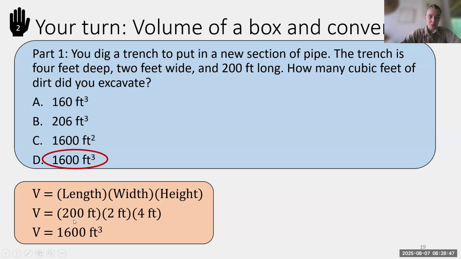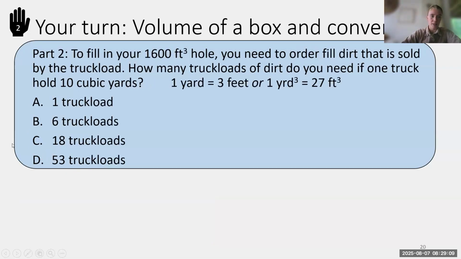And then this was a little bit tricky, right? Because we also had a decoy answer of 1600 feet squared. But because we're multiplying these feet together, each individual foot unit, foot times foot times foot, is going to give us feet cubed. And we know we're working with volume, so cubic feet is what we want in our final answer. So great job on that one.